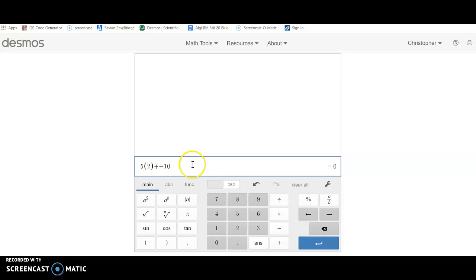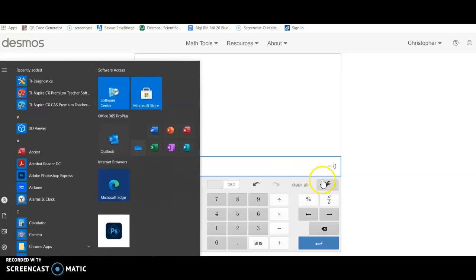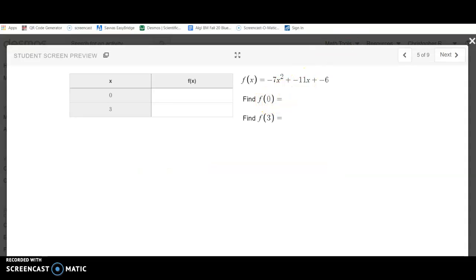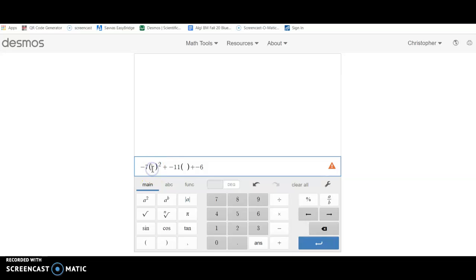So I go back to my scientific calculator. I'm going to go ahead and clear all. And then I'm going to paste. I got it. But remember, I can't do the x's. So I'm going to delete that x, and I'm going to put my parentheses. I'm going to delete this x. I'm going to put my parentheses. And that's where I'm going to put the number that's in the f of 0. So that 0 is going into here and here. And I get negative 6.